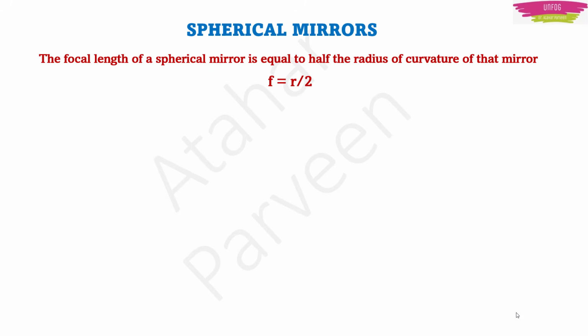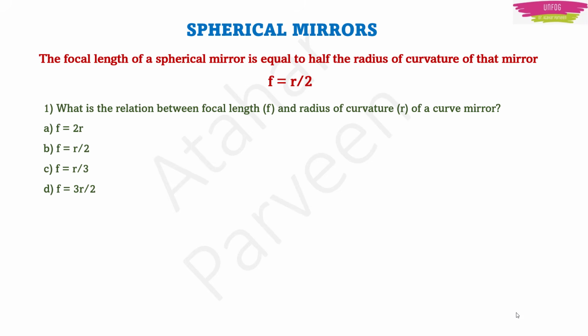They can ask you one question based on this. I am expecting this type of question this time. For example, there could be a 1 mark question: What is the relation between focal length and radius of curvature R of a curved mirror? So what will be the right option? R upon 2.